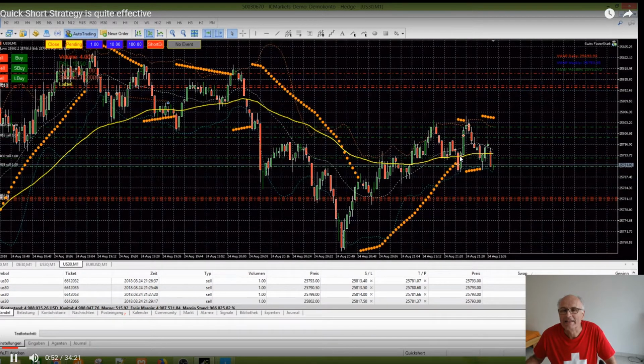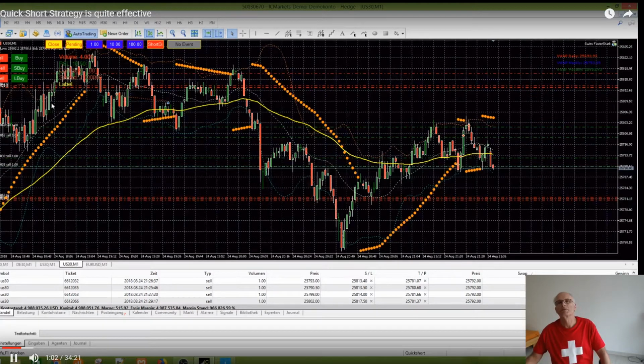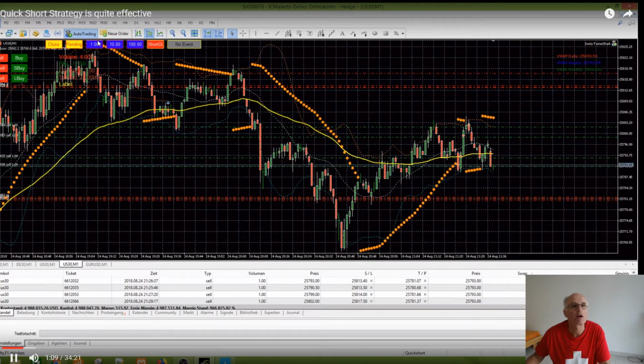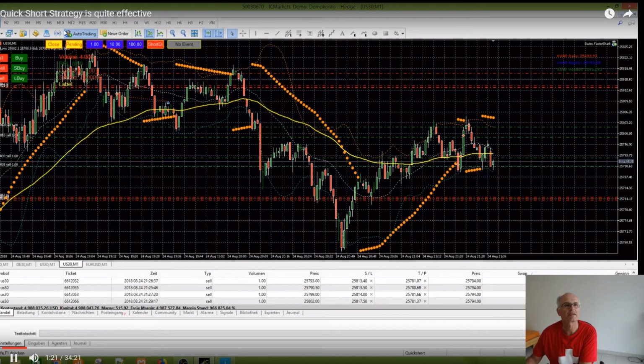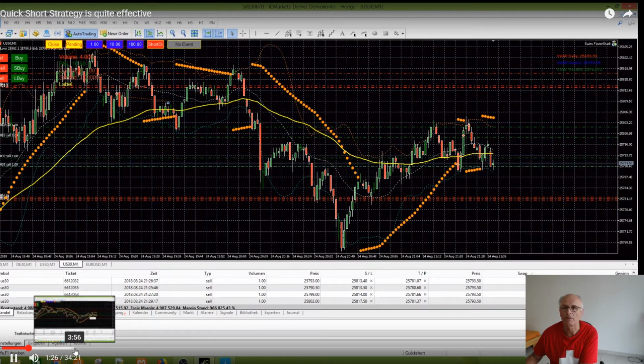My entry. I entered here and had to scale in with a limit buy here. On the Swiss Faster Shark tool you just click limit buy, and you can set the number of contracts here, and here you delete pending orders, and here you close everything. When you have reached your goal, you just close everything, and I show you how it worked.